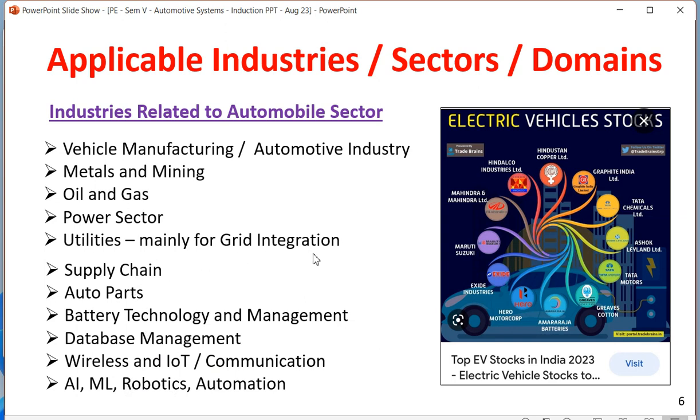Electrical and electronics engineers will find their main work in the design of utilities. One of the utilities is the charging station. Grid integration, that is power grid integration, is another part where electrical engineers are going to work heavily.